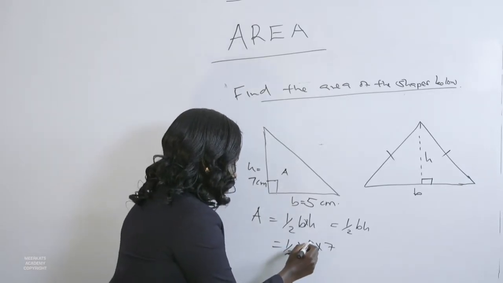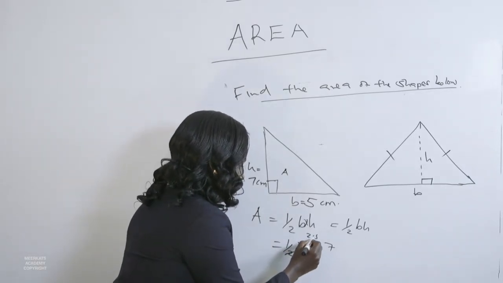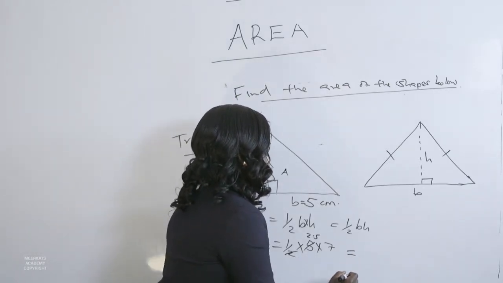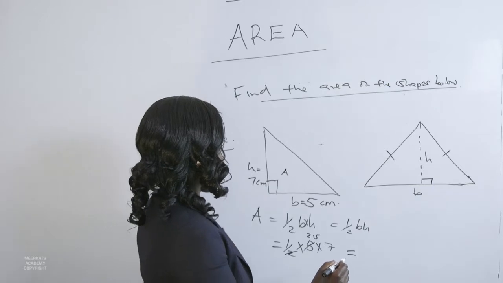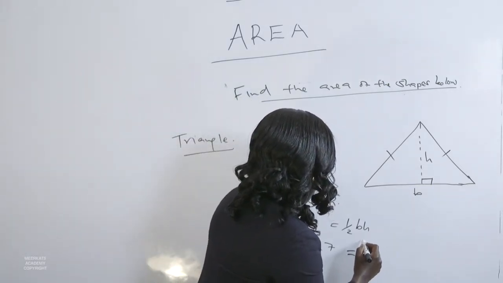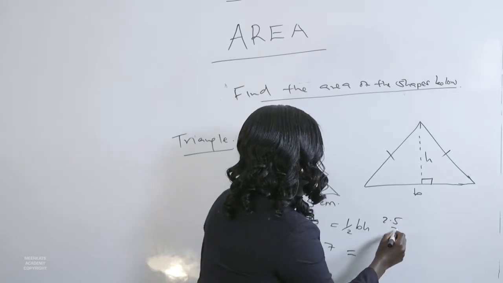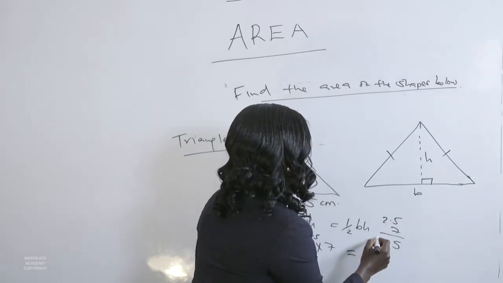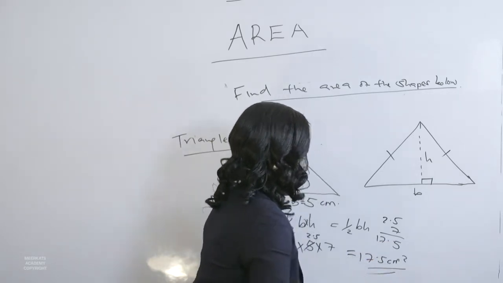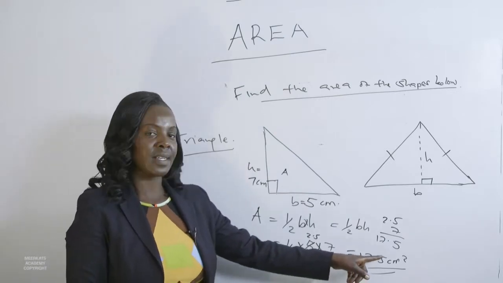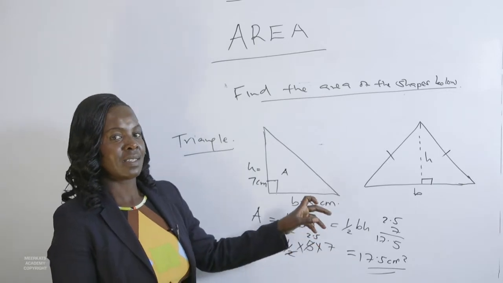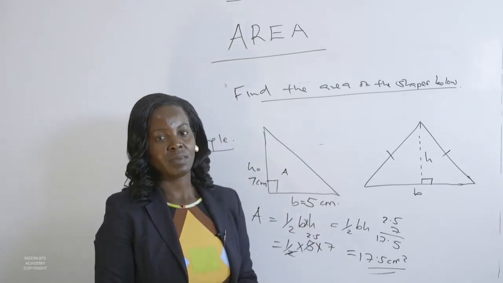2 goes into 5 2.5 times. Remember, the area is given in square units, so our answer will be 17.5 square centimeters.